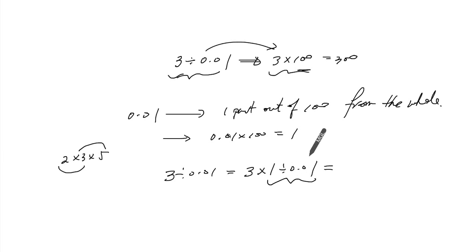But this right here is, by definition, 100, right? Because this is a number that's 100 times smaller by definition. We need 100 of these to make a 1. So that's going to turn into 100. That's why it's 3 times 100.